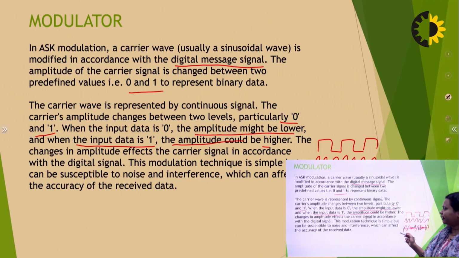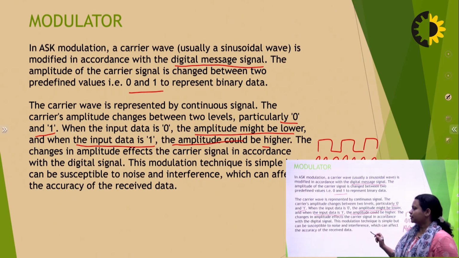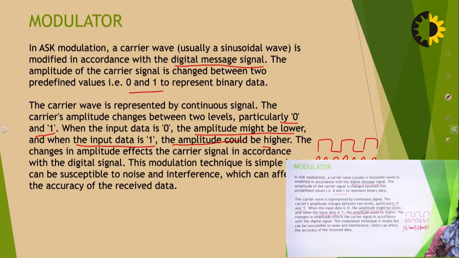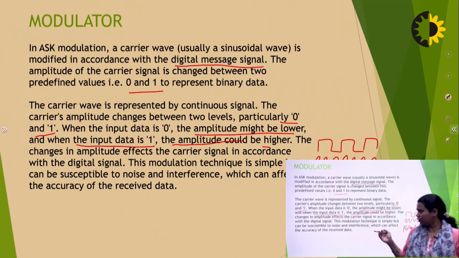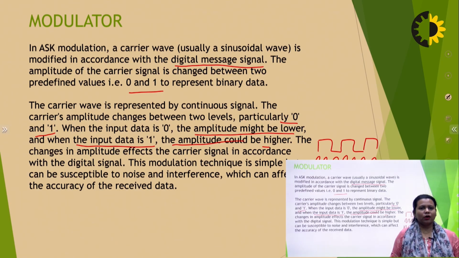This modulation technique is simple but can be susceptible to noise and interference, which can affect the accuracy of the received data. Since we are working only on the amplitude, this type of technique is susceptible to noise and interference, because we are changing only the amplitude. We are not working on the frequency and the phase. These two aspects are also very important, and more importantly, the phase. Phase is a very important thing.